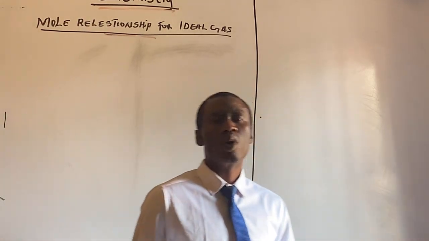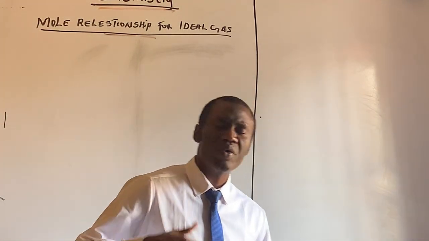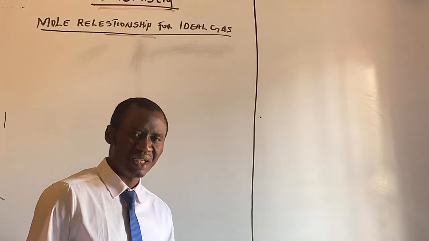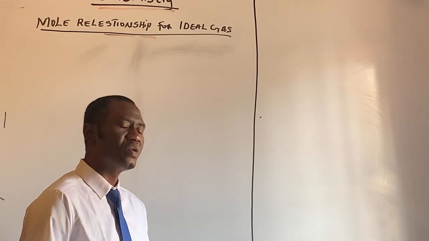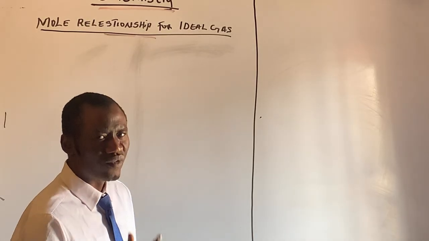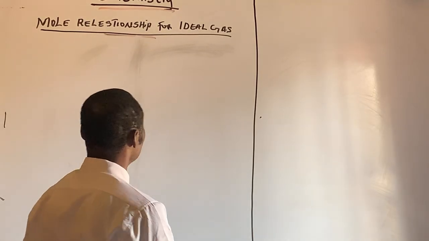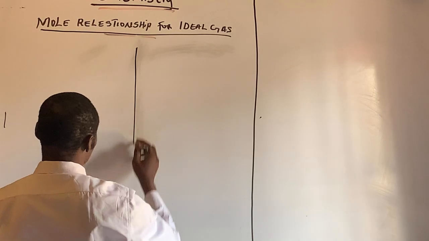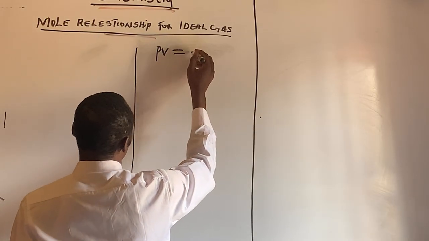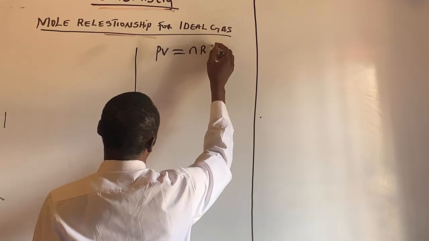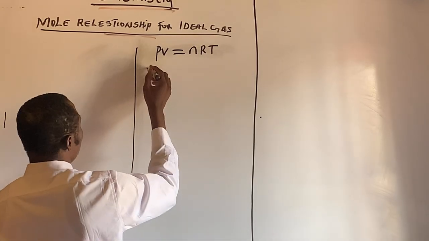In this video, we want to know the mole relationship for ideal gas. In order to know the mole relationship for ideal gas, you need to know the formula for ideal gas. Now, what's the formula for ideal gas? The formula for ideal gas is PV equals nRT.